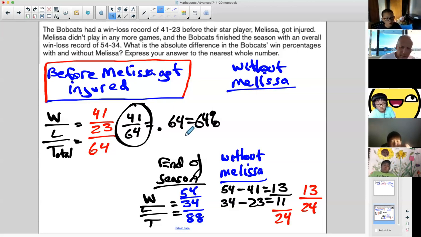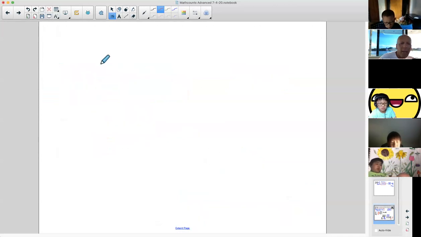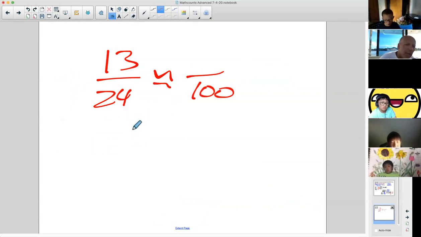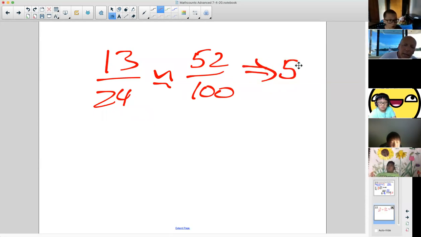58. No. How can it be 58? Guys, okay, look. It's like 54. If I were doing 13 over 24, wouldn't you look at it as 100, and wouldn't you say that was like 52? But you know it's got to be greater than that. And if you put it in your calculator, it's about 54%.